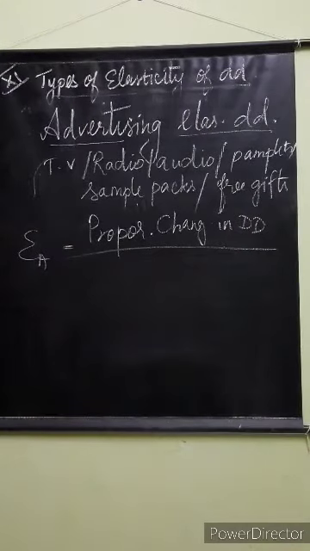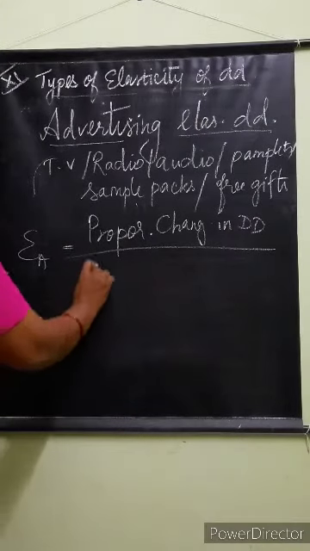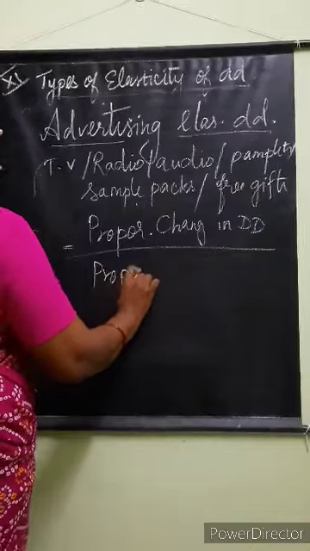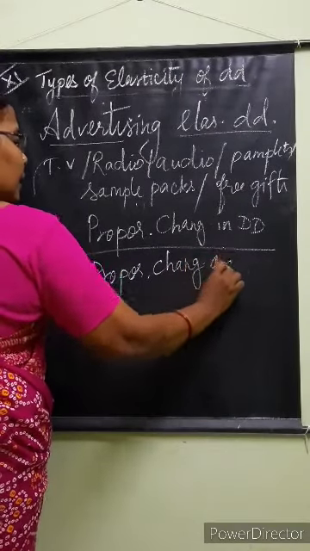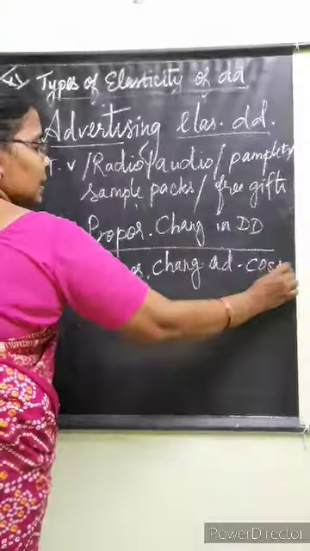divided by proportional changes in advertising cost, the change in advertising cost or expenses.